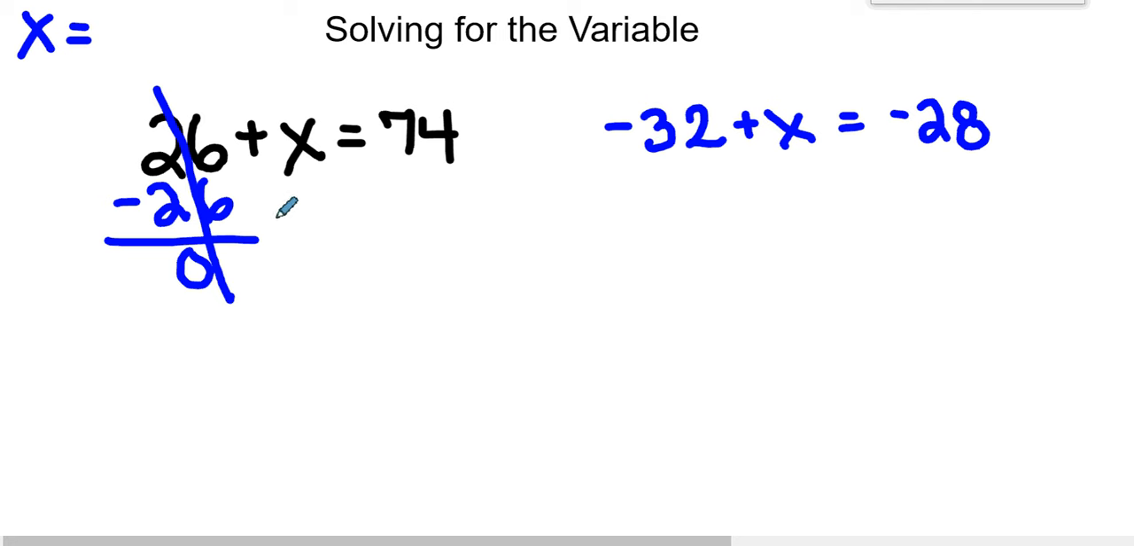All right, so now what are we going to do? What we do to one side of the equal sign, we do to the other side. So if we did minus 26 here, we do minus 26 here. So now we got 74 minus 26. We have a positive and a negative, right? Because this is a positive and this is a negative.